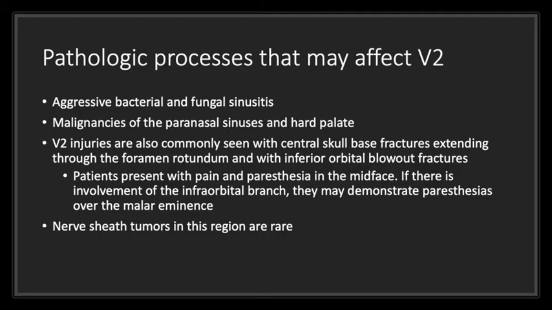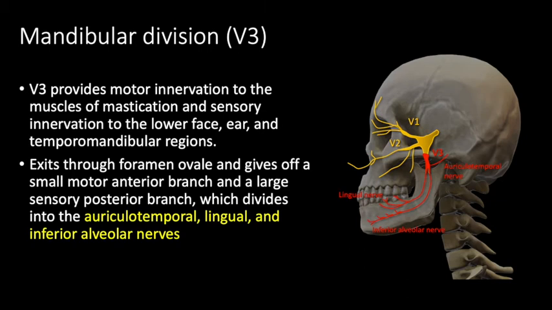Similar to V1, it is rare to see a schwannoma in this region. Finally, there's V3, the mandibular division, which is a mixed sensory and motor nerve. It provides innervation to the muscles of mastication as well as sensory to the lower face, ear, and TMJ.